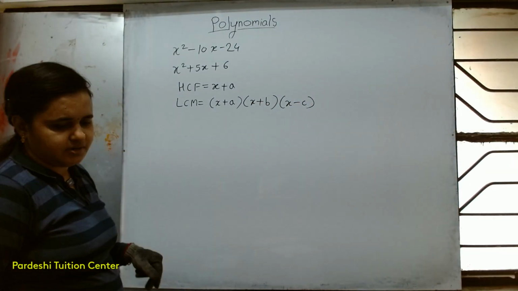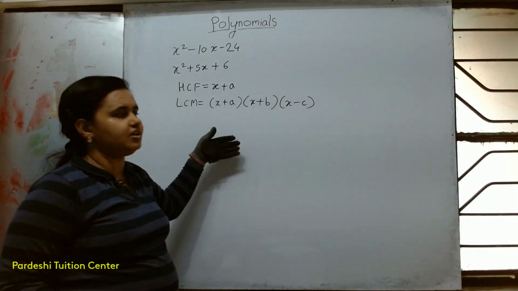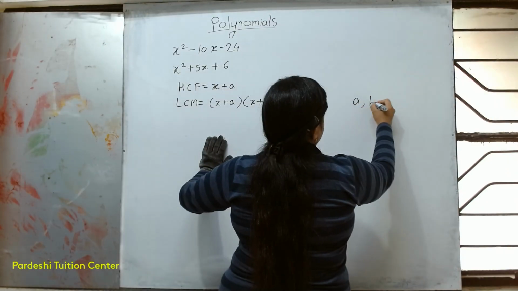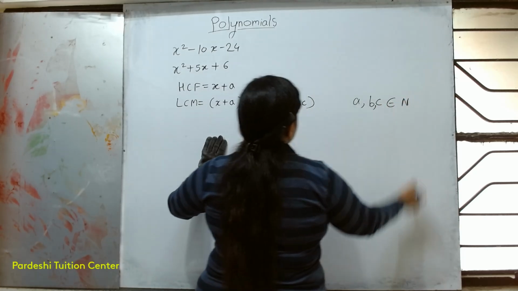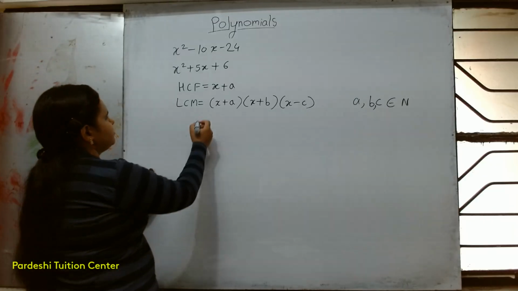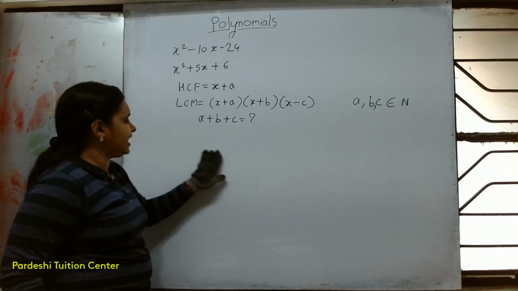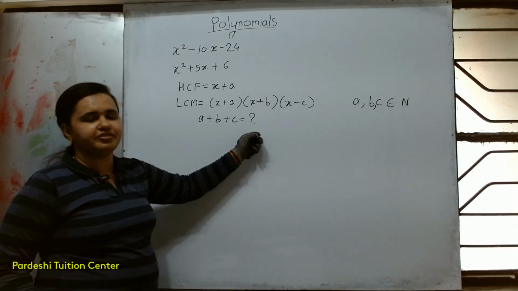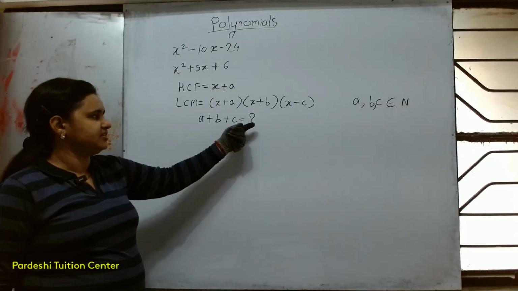Okay, and a, b, c belong to natural numbers. Then we have to find a plus b plus c. We can't find it directly because we don't know the values of a, b and c. So first we have to find the values of a, b and c, then add them up.